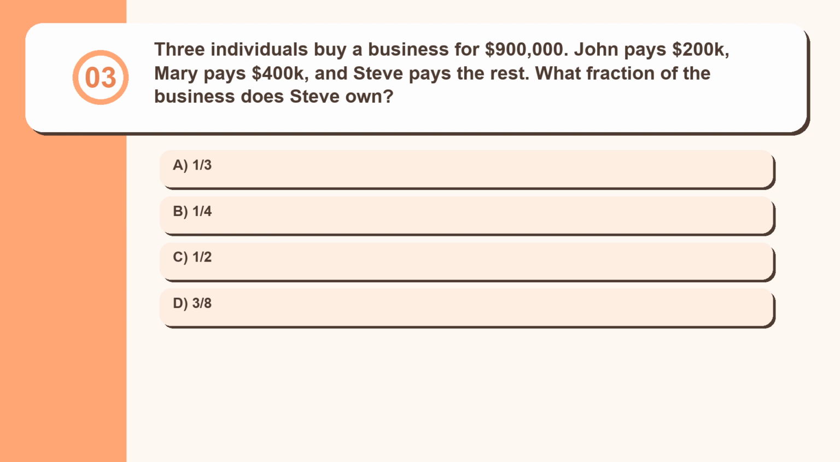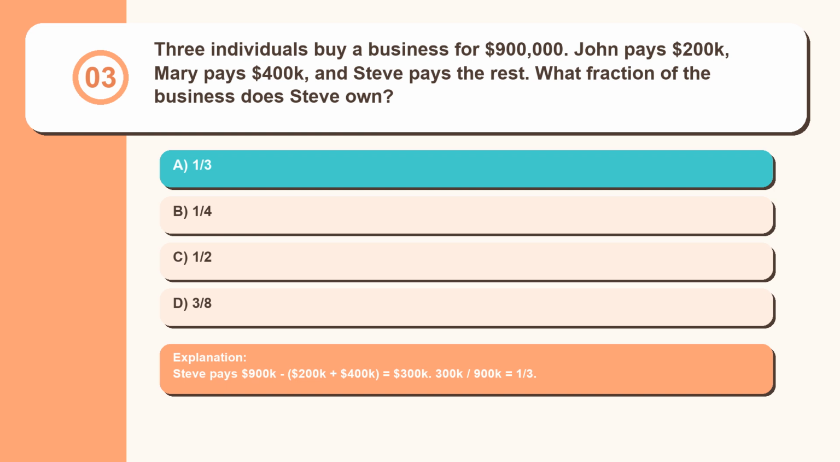Question 3. Three individuals buy a business for $900,000. John pays $200,000, Mary pays $400,000, and Steve pays the rest. What fraction of the business does Steve own? 1/3, 1/4, 1/2, 3/8. Steve pays $900,000 minus ($200,000 plus $400,000), which equals $300,000. 300K/900K equals 1/3.